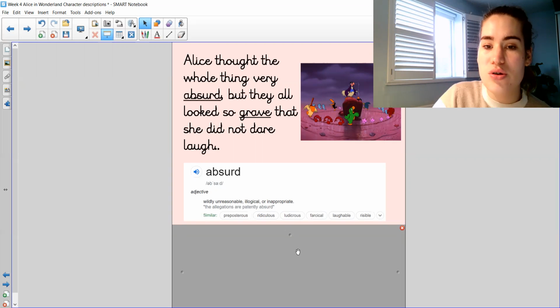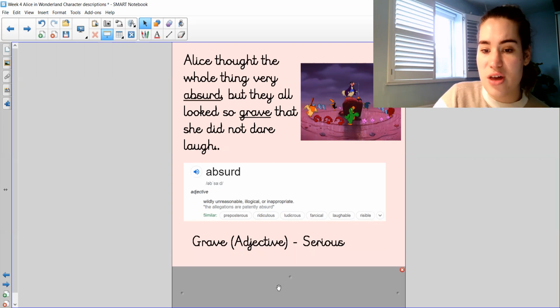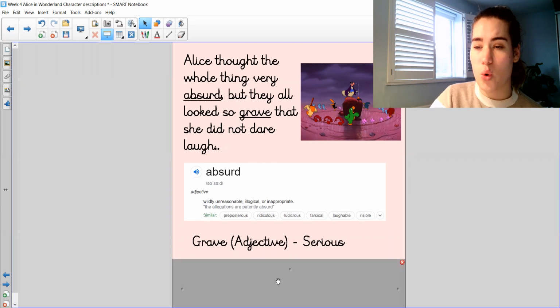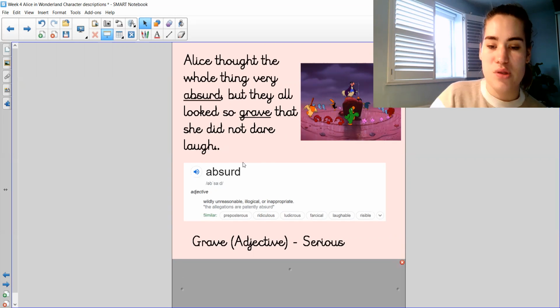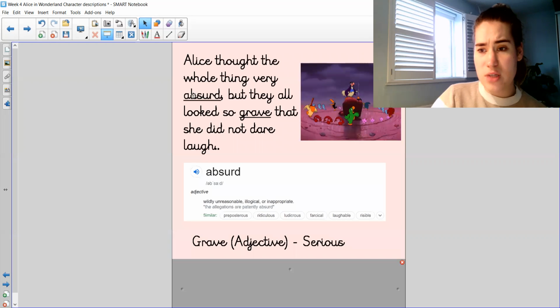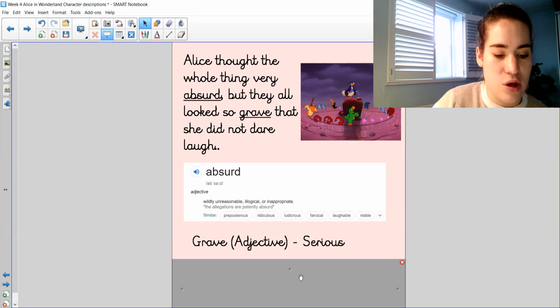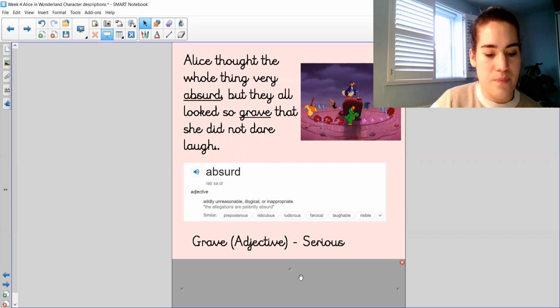But they all looked so grave. Now, we would think of this word as in a grave where someone is buried in a graveyard. However, grave also has a different meaning as an adjective. And if you are quite grave, you are quite serious. Okay, so they all looked so grave that she did not dare laugh. So Alice was being quite polite here, wasn't she? Because she thought it was very strange, but because they all looked so serious, she thought she probably shouldn't laugh. Okay, she didn't really know what else to do. She didn't really know what to say either.